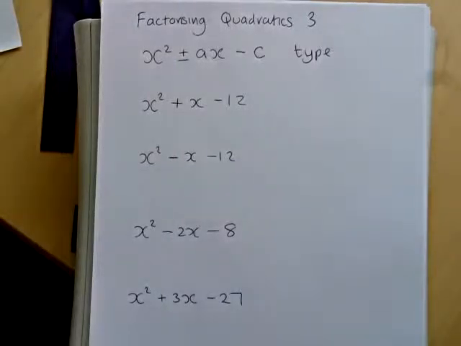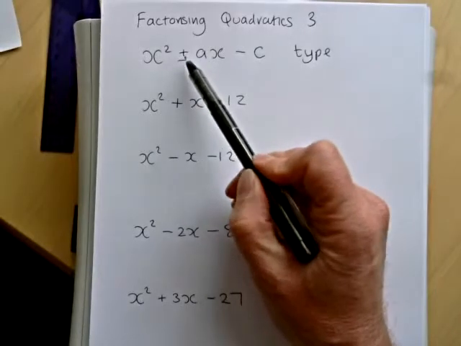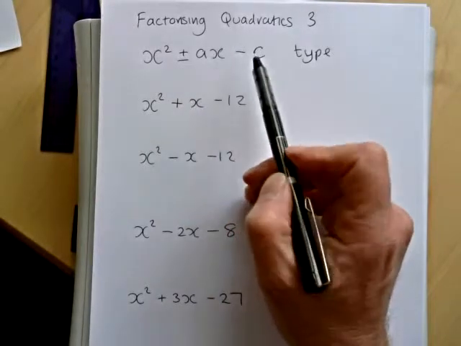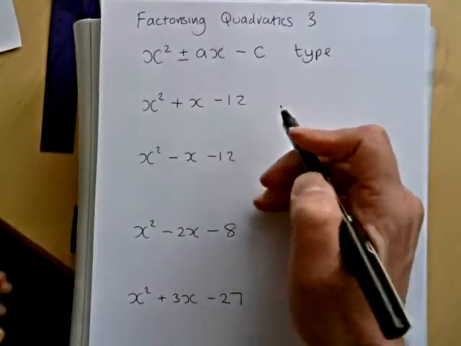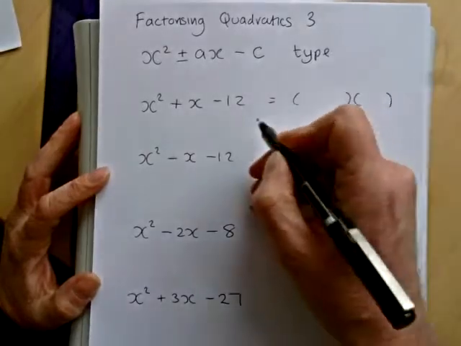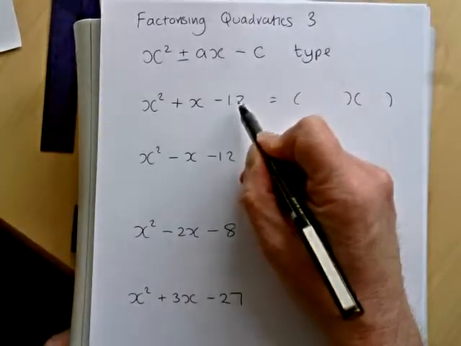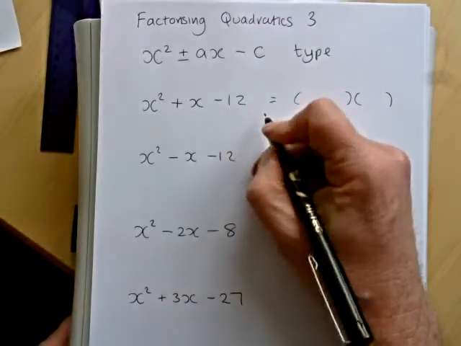So we're going to look at factorizing quadratics type 3. These types will have either a plus or minus number in front of the x, but the number at the end will be negative. So as always, we're trying to put them into brackets, and the conditions are that the numbers at the end multiply to give us this number here. So we need two numbers that multiply to give us 12.